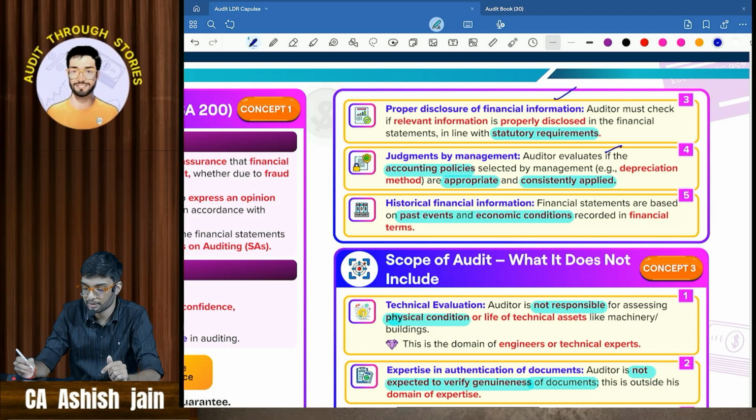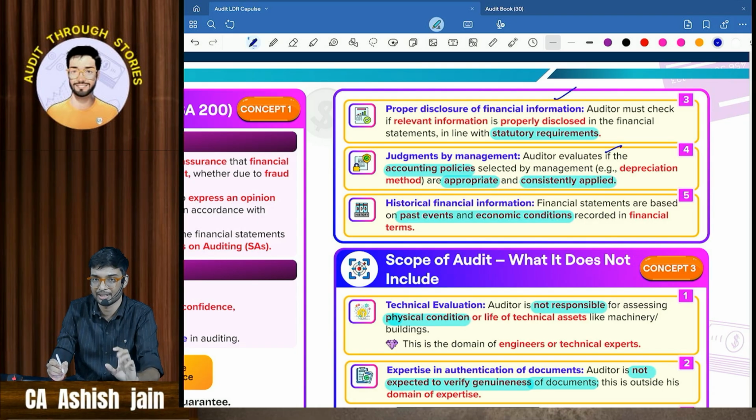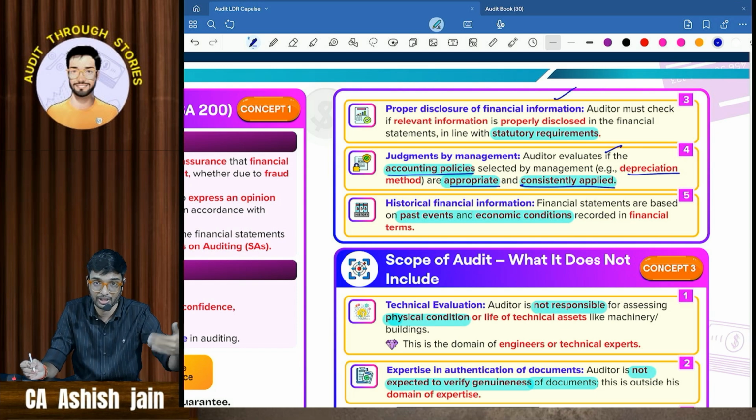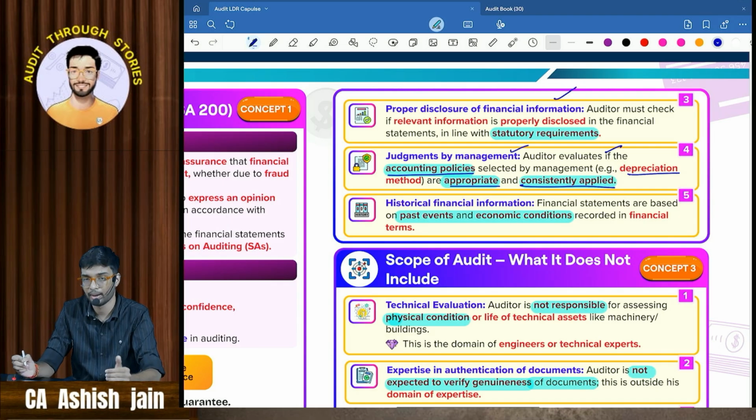Then comes judgment by management. Just take an example of provision for warranty or provision for doubtful debts. All these things are based on estimations done by management, and these estimations are nothing but accounting policy that has to be appropriate and consistently applied. Take the example of the depreciation method, that is an accounting policy. Whether the management has consistently applied the SLM basis, straight line method of depreciation, or consistently applied the WDV method, the auditor has to check it. So it is based on judgment by management.